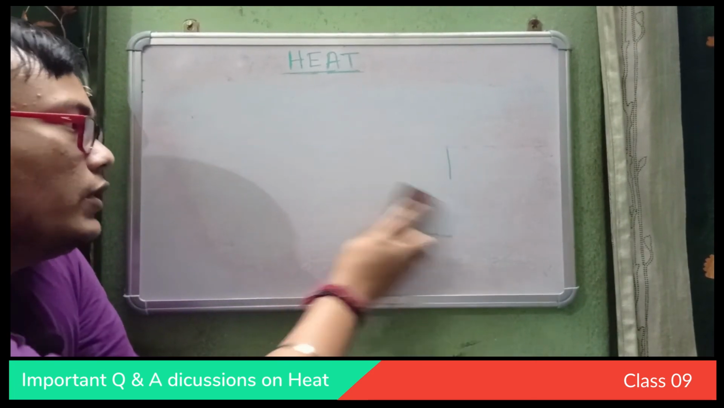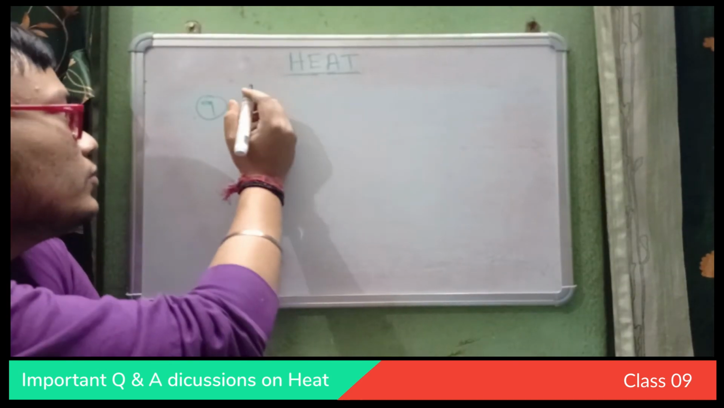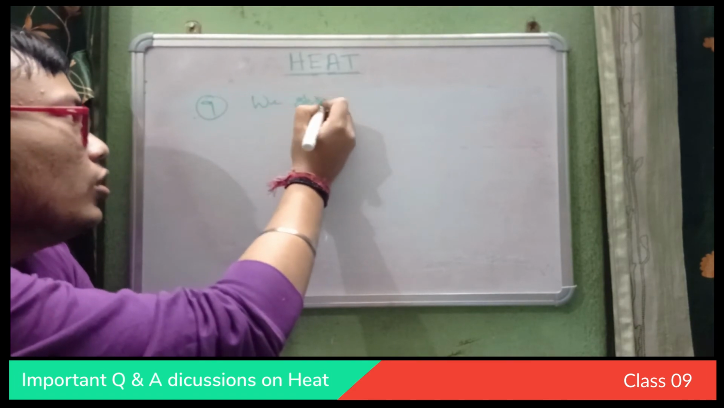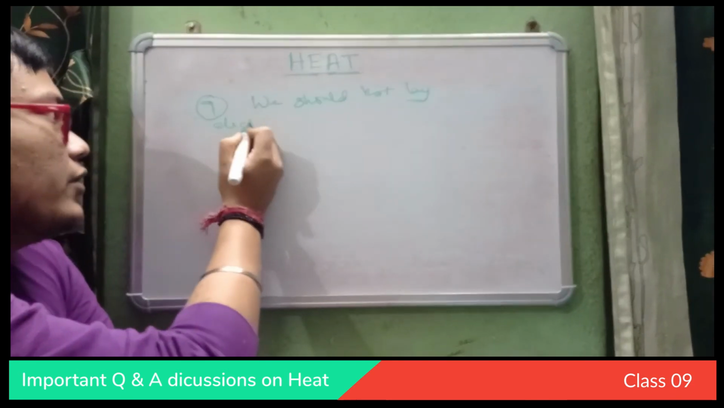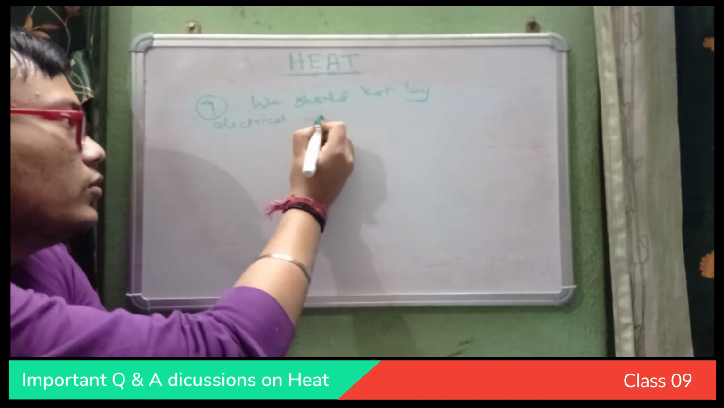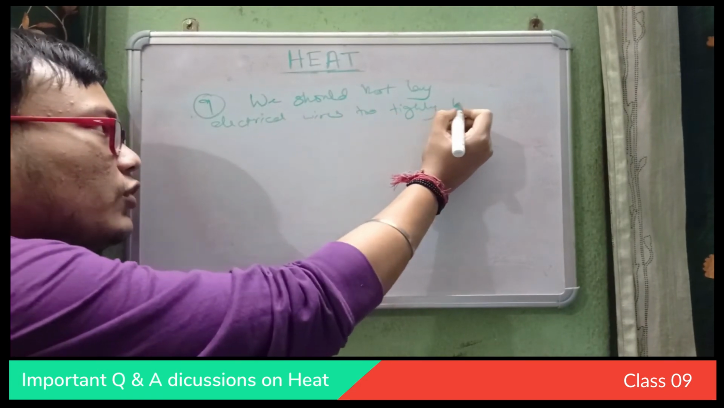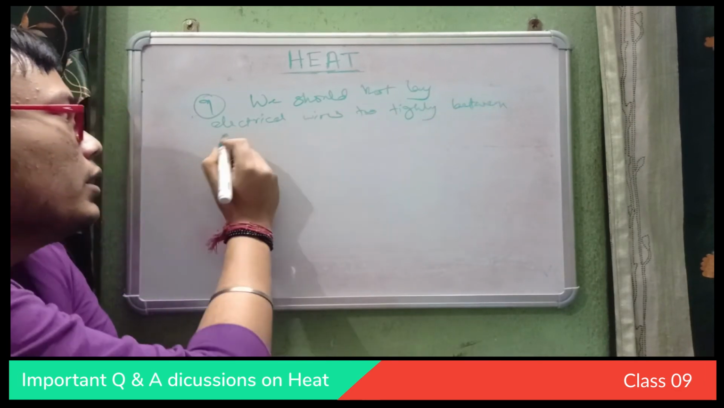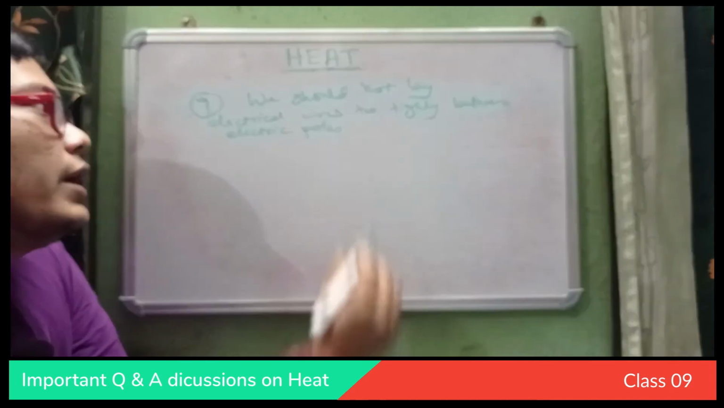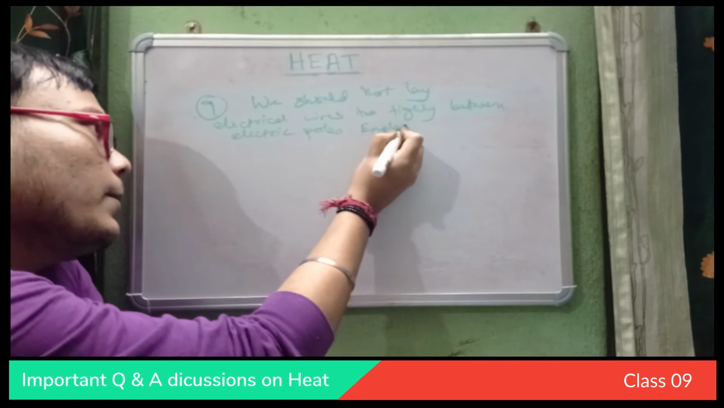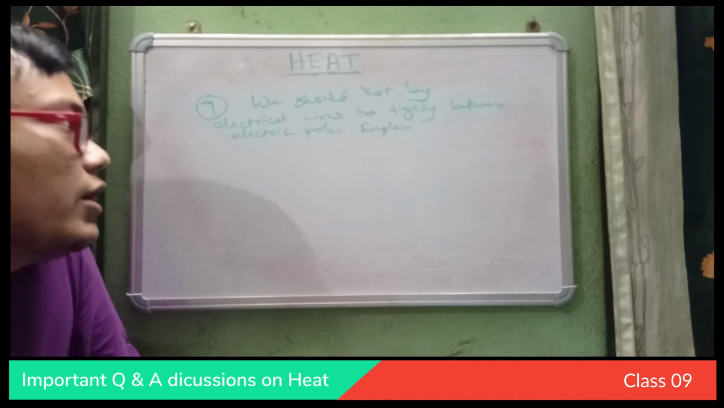Now moving on to the 9th question, it says that we should not lay electrical wires too tightly between electric poles. Explain. We should not lay electrical wires too tightly between electrical poles.